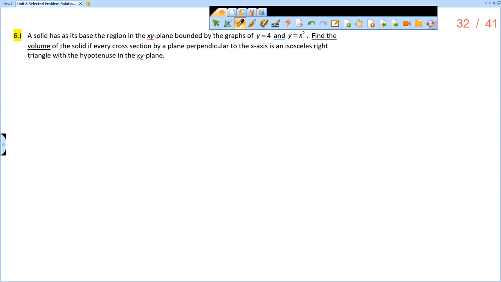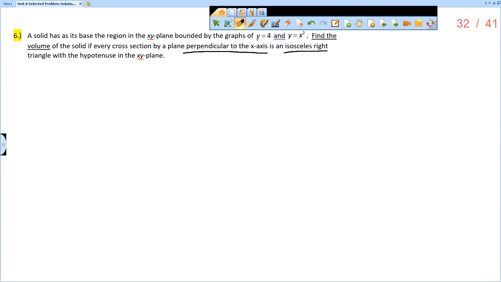This is the solution video for section 8.3, problem number 6. A solid has its base in the xy plane, bounded by the graphs of y equals 4 and y equals x squared. Find the volume of the solid if every cross section by a plane perpendicular to the x-axis is an isosceles right triangle with the hypotenuse in the xy plane.